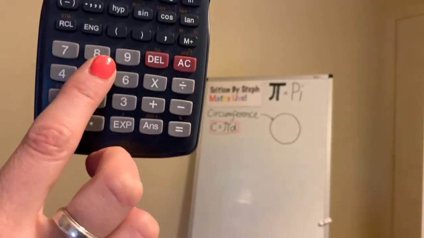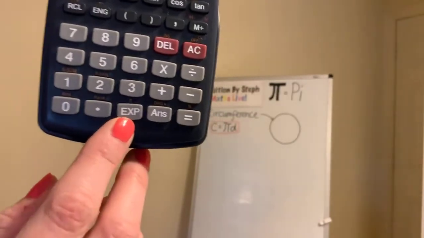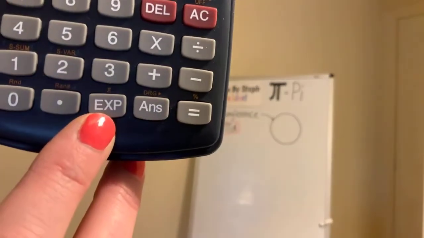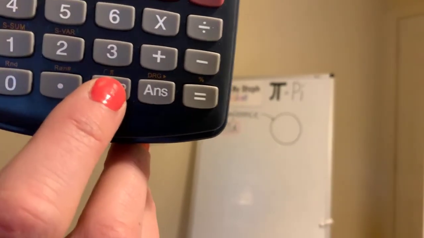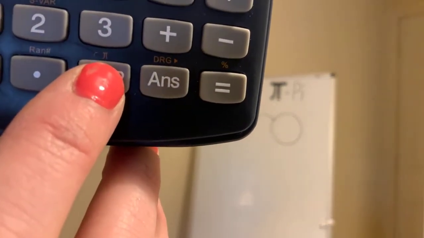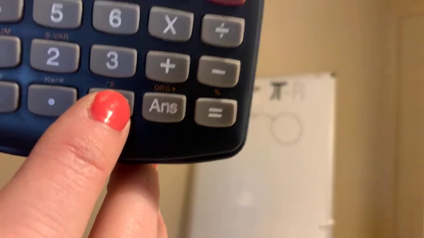Now, if we come down here, I don't know if you can see. It's quite hard to see. Can you see just above where it says EXP? Oh, look. There's the symbol for pi.